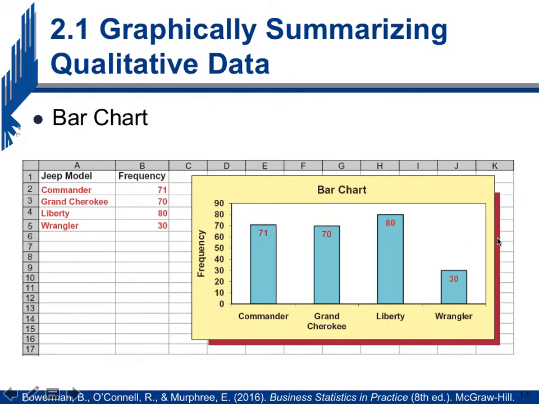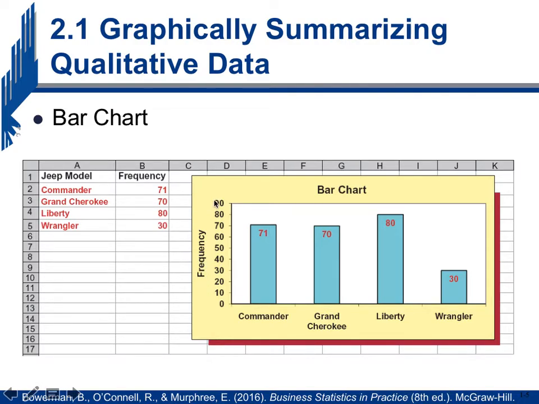Now, this is a common way of visualizing the frequency distribution. Here, the emphasis is on the frequency of each value of the qualitative variable. As such, we can use a bar chart. In a bar chart, either horizontal or vertical, we put the levels or the values of the qualitative variable on one axis, and then we put the frequency on another axis.